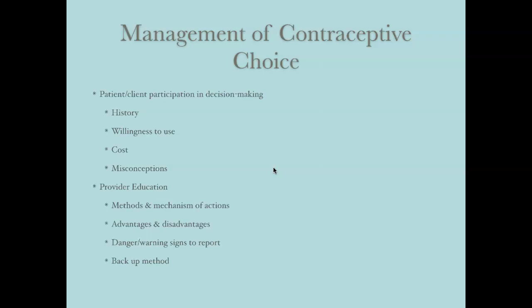Cost is another component of that process. Is this contraception going to be something that they're paying for out of pocket? Is their insurance going to help pay for it?